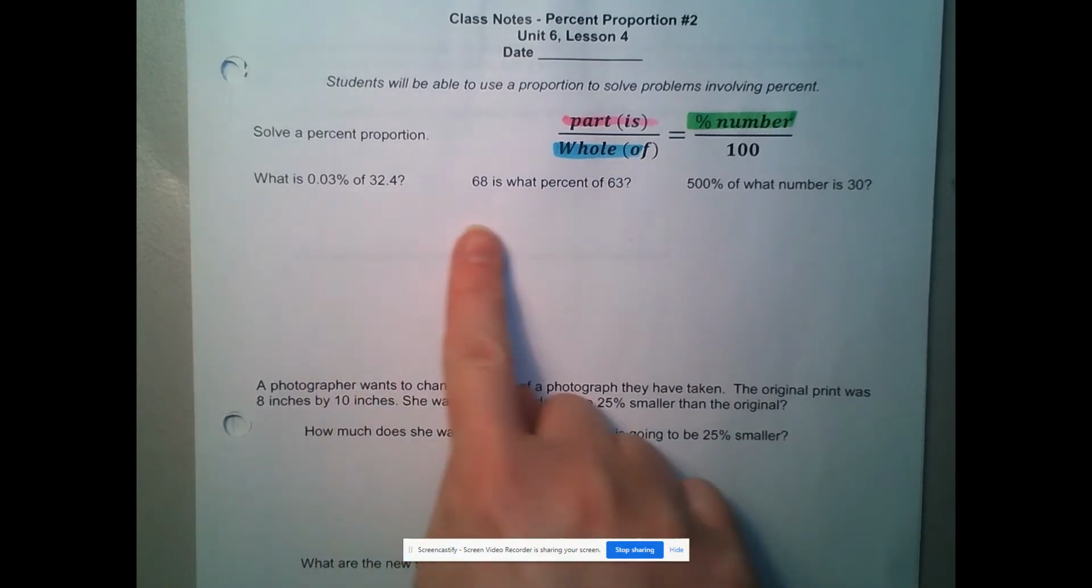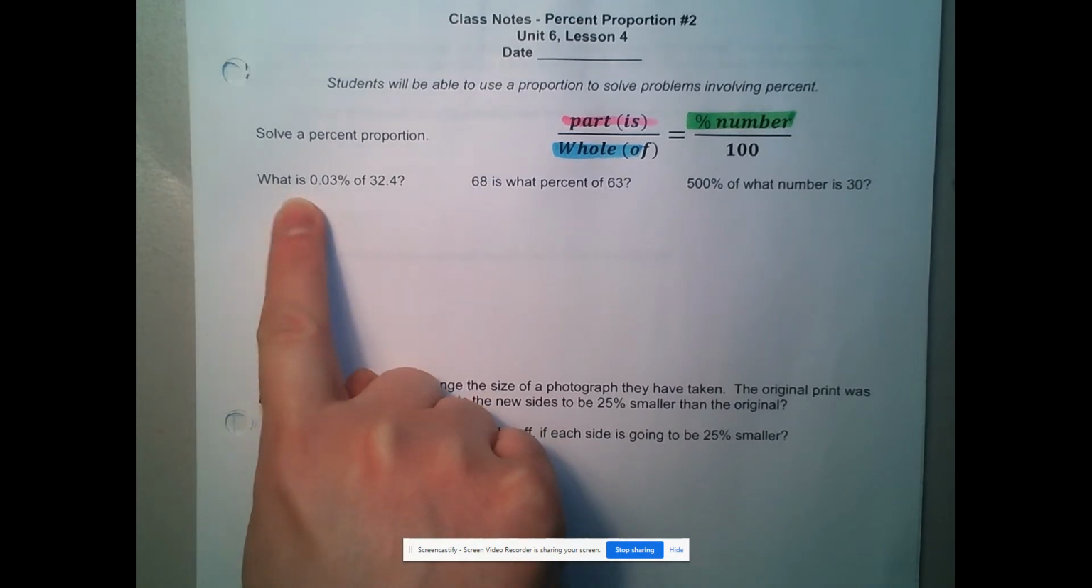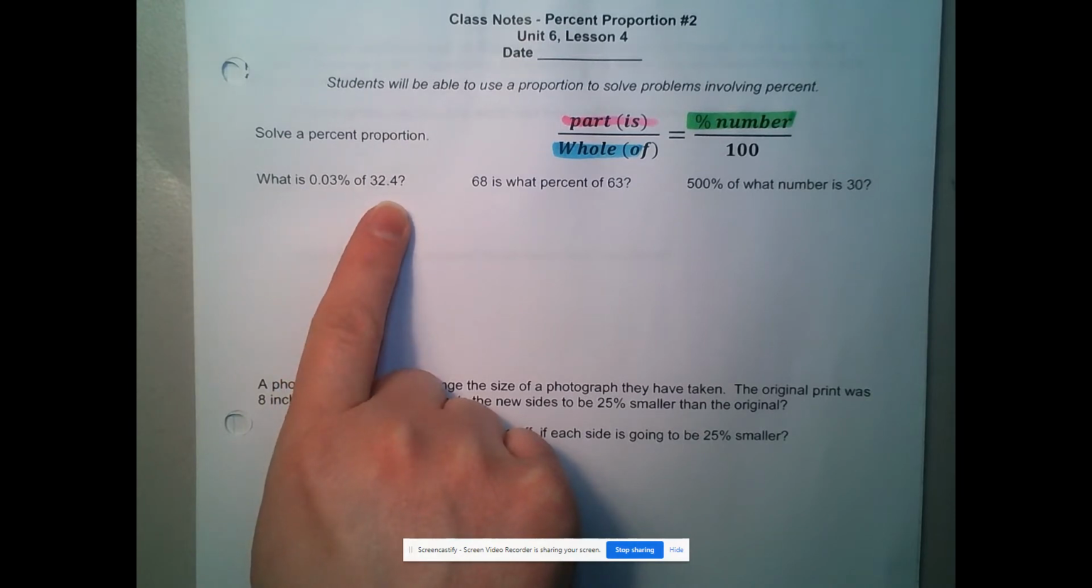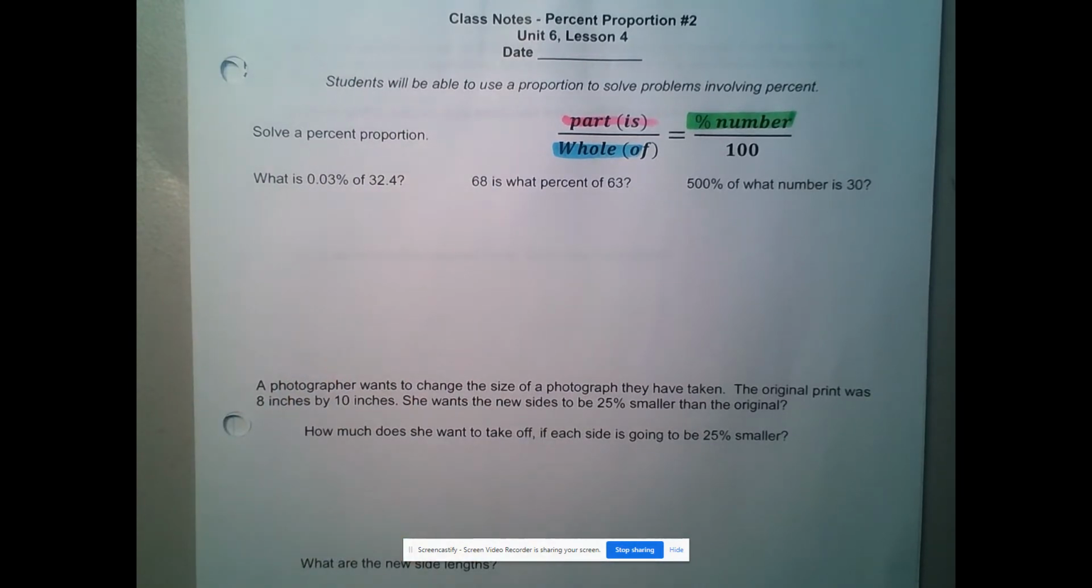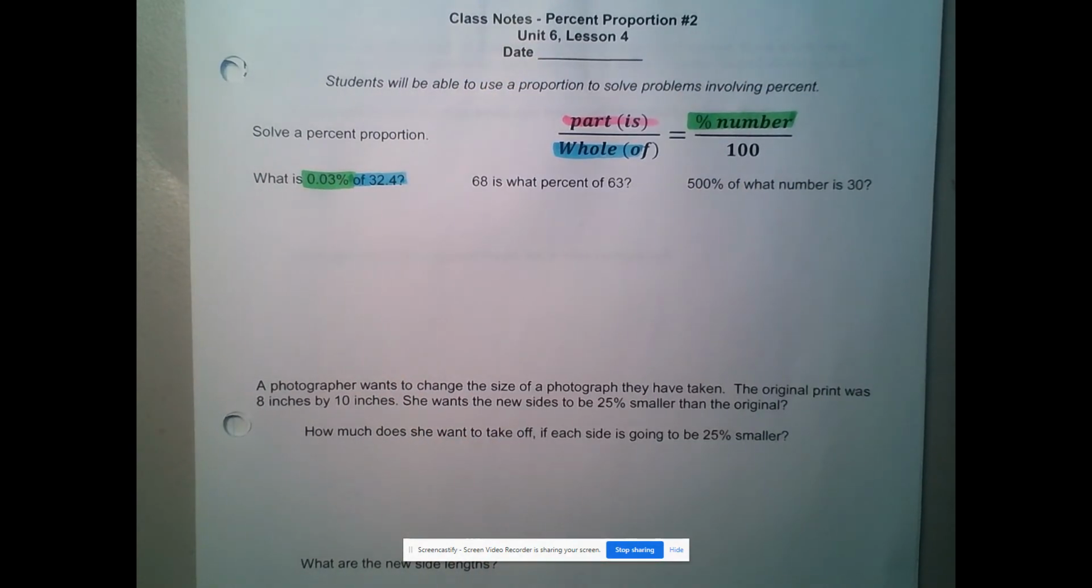Now, when you're looking at these first 3, you will notice these are very short. They are not application questions. They're not big involved questions. They're very short and to the point. What is 0.03% of 32.4? So I'm going to break that down. First, I see a percent symbol. I know that's my percent. I see a number next to the word of, 32.4. So I'm going to say that's my of or my whole.